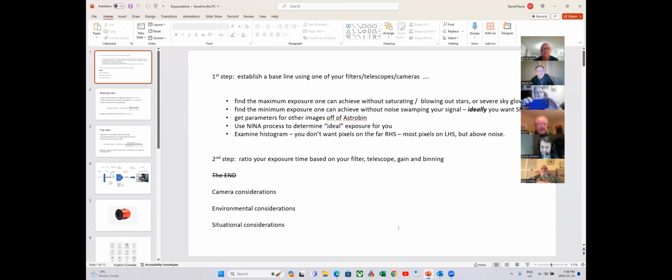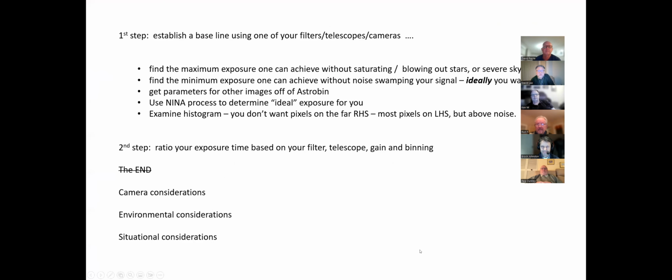So David, do you do that on a filter specific basis? Well, filters are one of the things you do on your ratios. So maybe you can find your max exposure and then develop factors for your filters, perhaps. Well, I'll tell you about that. Just don't jump ahead, Dave. Okay.